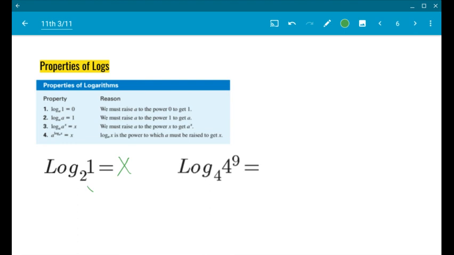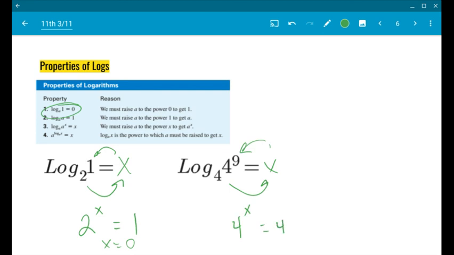So this first problem would be 2 to the what power is equal to 1. Well, if we know our properties, we know that anything raised to the 0 power is equal to 1. So x in this case has to equal 0. That's the first property, by the way. Log base 4 to the 9th power says 4 raised to what power is equal to 4 to the 9th power. Well, if our bases are the same, we set our exponents equal. X would have to equal 9. And that is the third property right there.